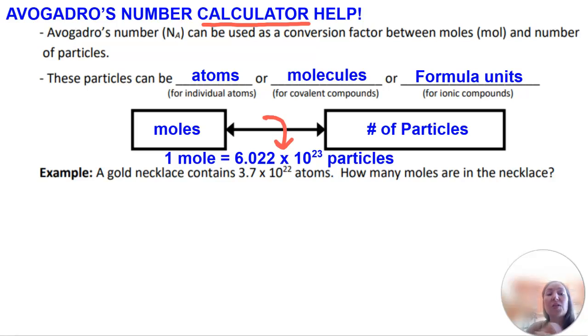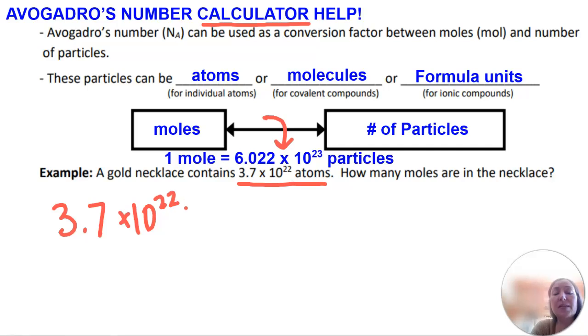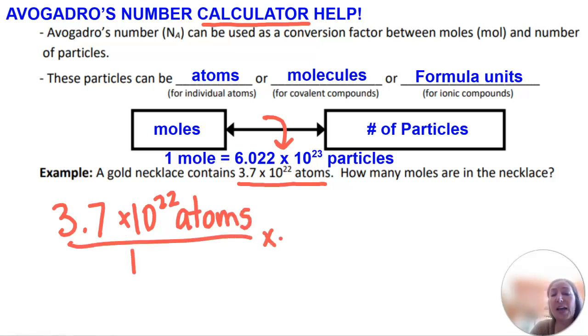the answer. So we have this problem. A gold necklace contains 3.7 times 10 to the 22nd atoms. So we would write down our known. It's got 3.7 times 10 to the 22, and that's its particles. And we'll put that over 1. And we want to get to moles.